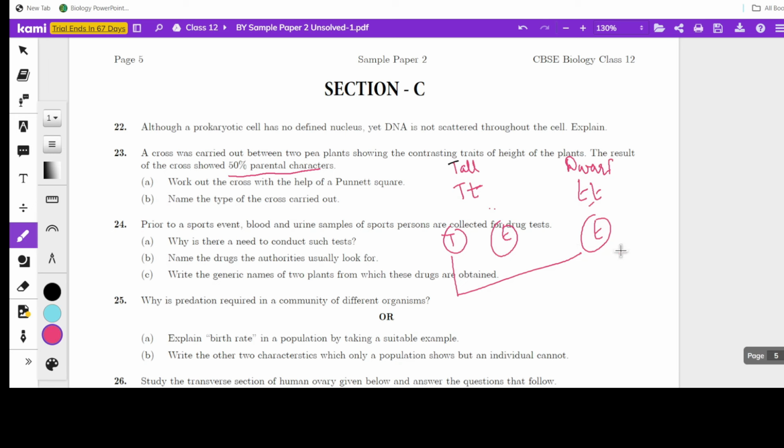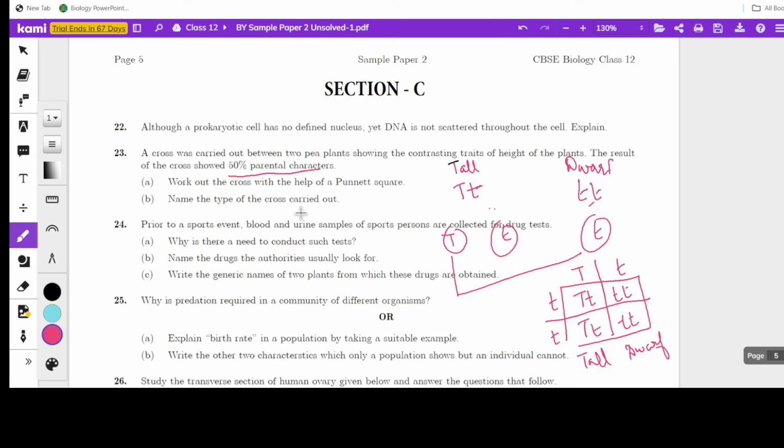capital T. So they have asked you to do it with the Punnett square. If they have particularly asked you to do it with the Punnett square, please do so. Now it is capital T small t, small t small t, capital T small t, small t small t. Yes, we get 50% dwarf and 50% tall. So we have taken one parent as heterozygous tall and the other as homozygous recessive.